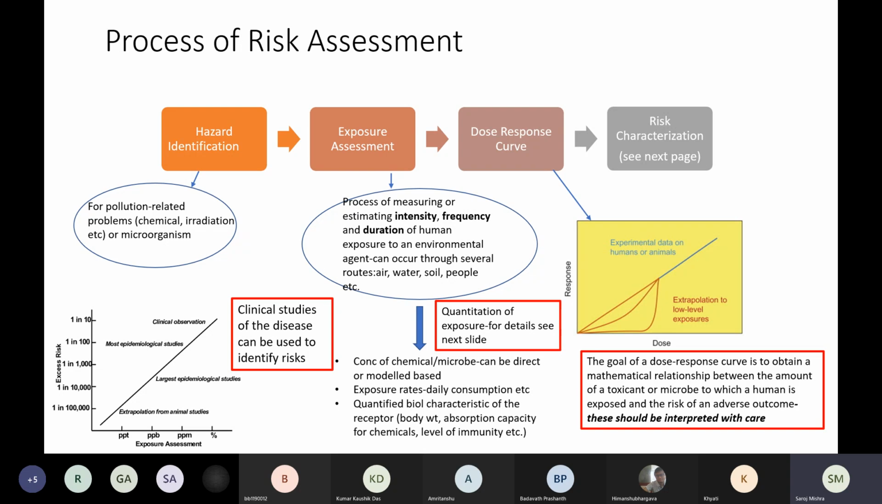I mean, there is no uniform value for everything that you are taking, for every chemical, for every pathogen, for every radioactive exposure you are taking. All of these things need to be incorporated into the exposure assessment term.